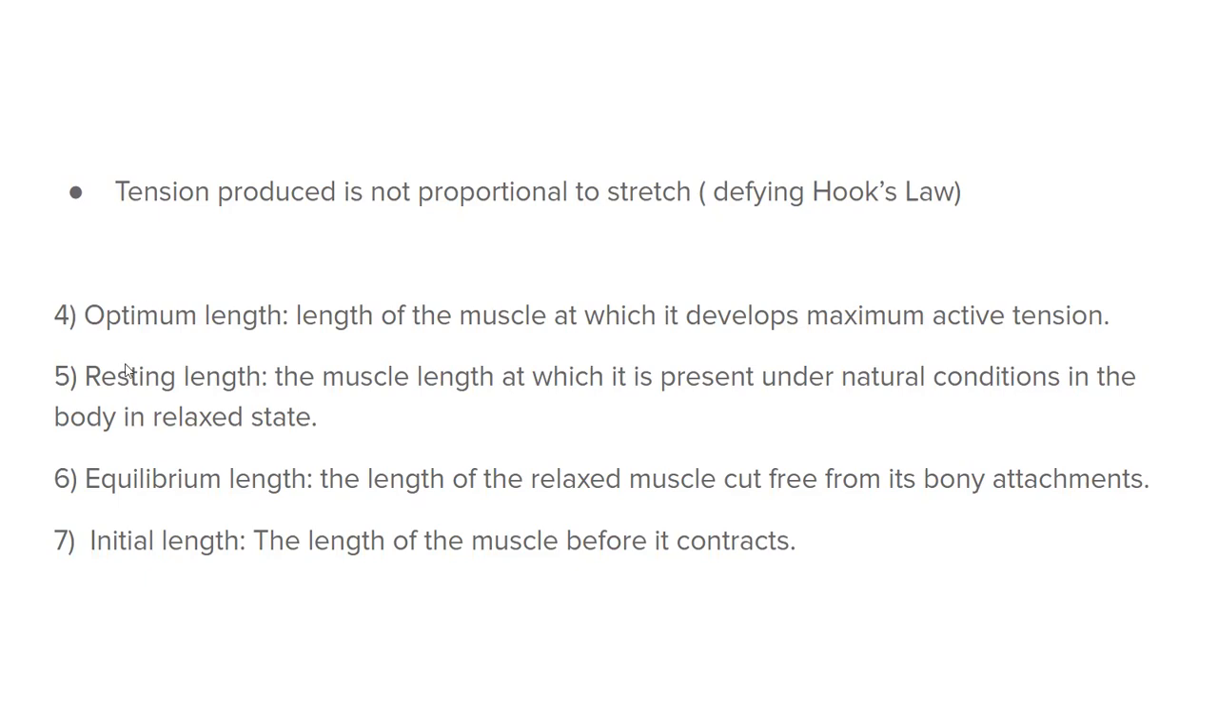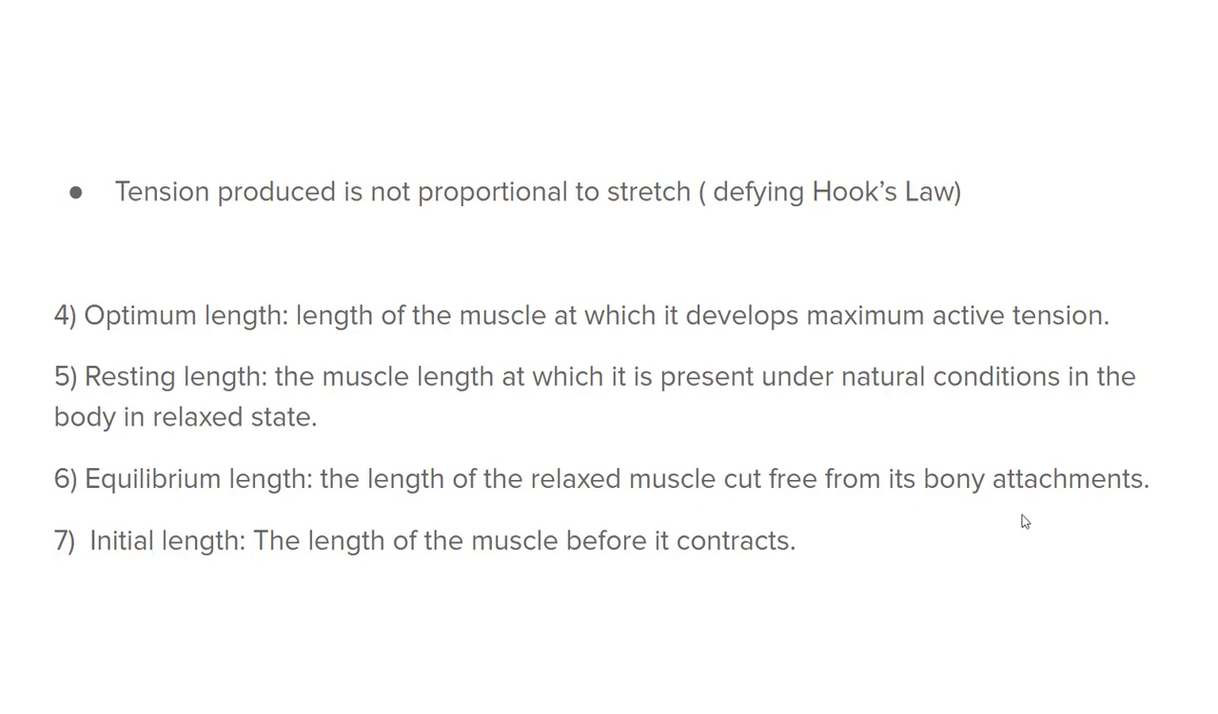So again, a couple of definitions which tell us the length regarding the muscle state. One is your optimum length, the length of the muscle at which it develops maximum active tension. Resting length, the muscle length at which it is present under natural conditions in the body in a relaxed state. You need to know that many of the muscles in resting length are at optimum length. For example, your posture muscles, they are always working. They always need to be in an optimum length, that is, in a state of active tension for you to stay upright. Then we have equilibrium length, the length of the relaxed muscle cut free from its bony attachment.